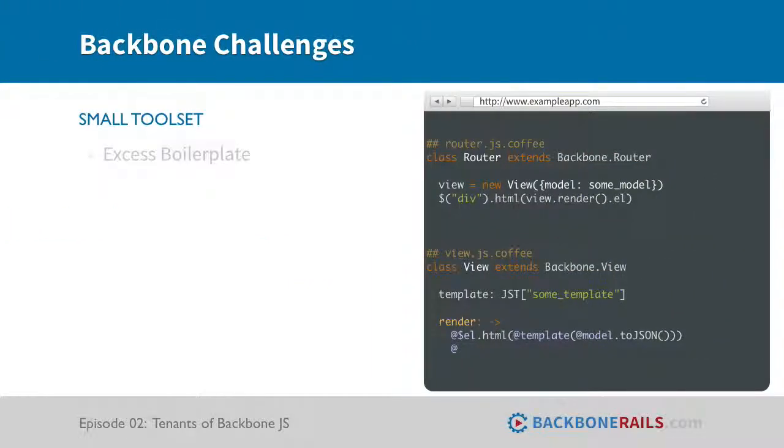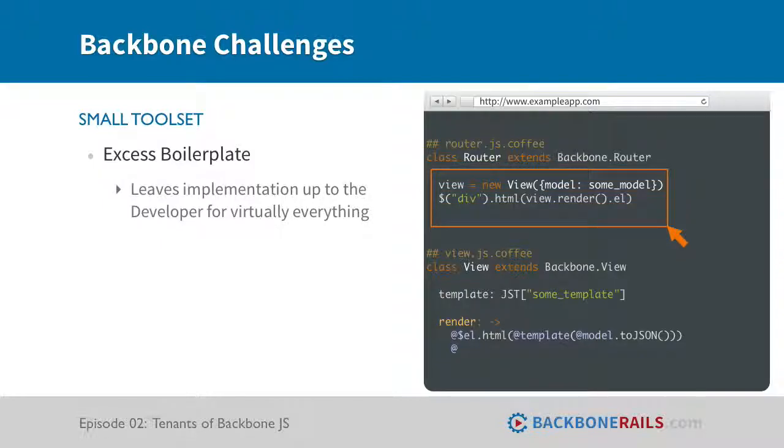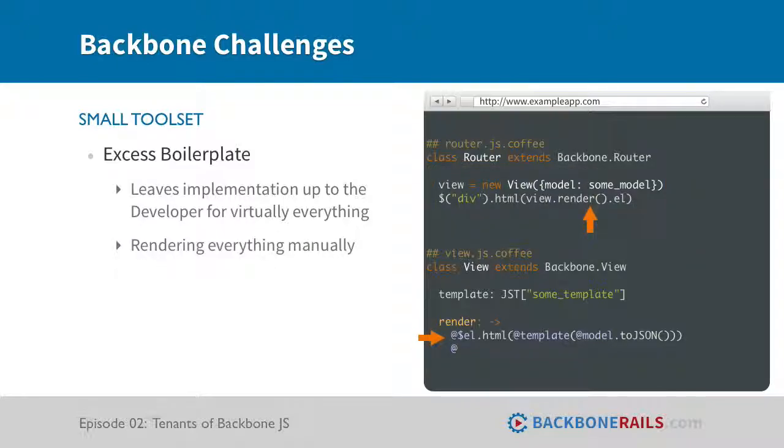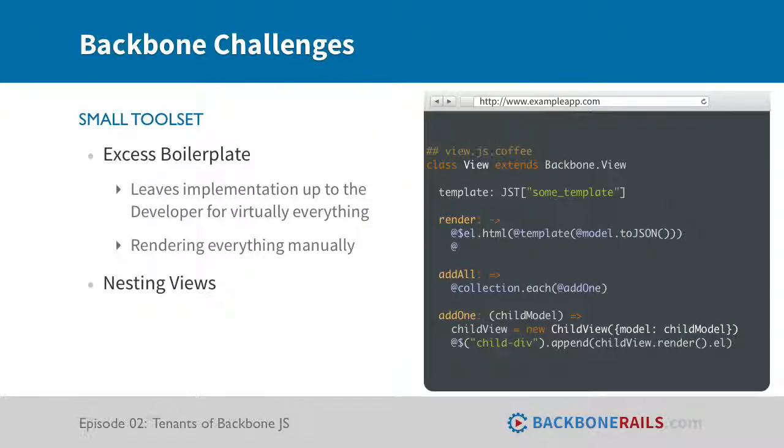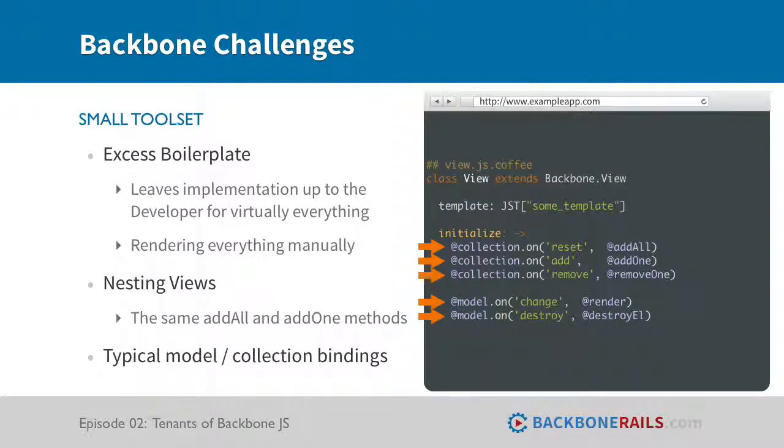Backbone is riddled with excess boilerplate because of its small set of components. Because we only get routers, views, models, and collections, you'll be writing the same code over and over again, and implementation will be very wet. We already wrote 4 render implementations just to get each view to insert into the DOM, from the router to the collection view, and from the collection view to the item views. We'll also be wiring up everything manually every time. Whenever we create a nested view hierarchy, you'll see those same add all and add one methods in every collection view. You'll also be wiring views up to the same collection and model events constantly.